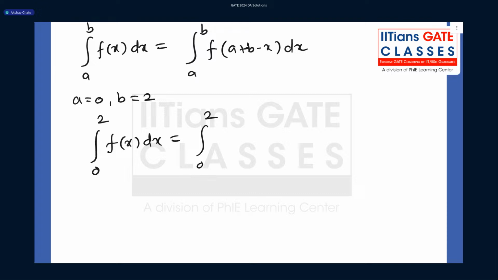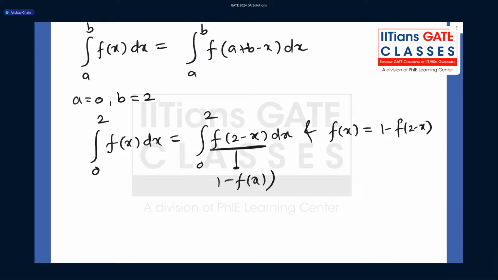the integral from 0 to 2, the limits remain the same, of f of 2 minus x dx. And in the question it is given that f of x is equal to 1 minus f of 2 minus x. So now you can replace any one of them. We'll replace this because we want f of x. So this is nothing but 1 minus f of x, the whole bracket. So this becomes the integral from 0 to 2 of 1 minus the integral from 0 to 2 of f of x dx. I am just expanding the bracket. And see, this is the integral of f of x dx.